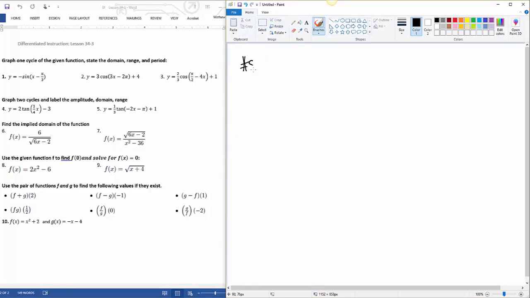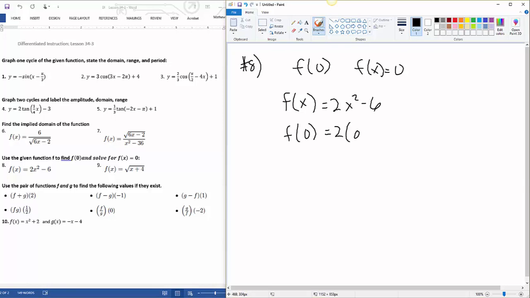Next one is number 8. So it says find f of 0 and f of x equals 0. So if my f of x is 2x squared minus 6, well, f of 0 is just 2 times 0 squared minus 6, and you can simplify that. F of x equals 0 is 0 equals 2x squared minus 6. Add 6 to both sides, and you just get x by itself, so you need to say x equals something.